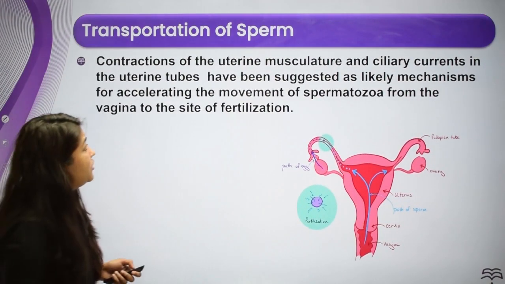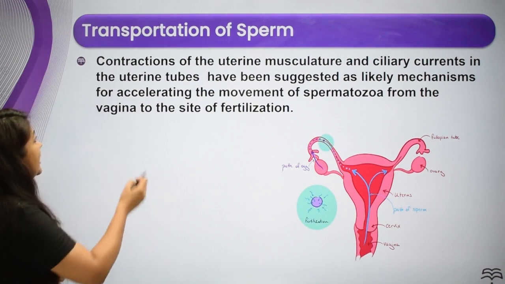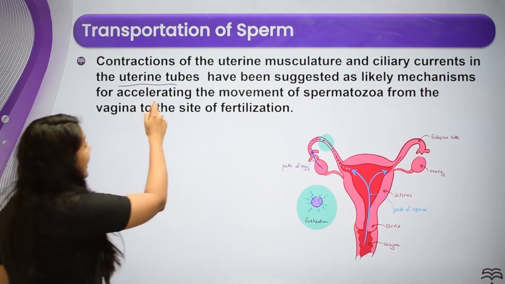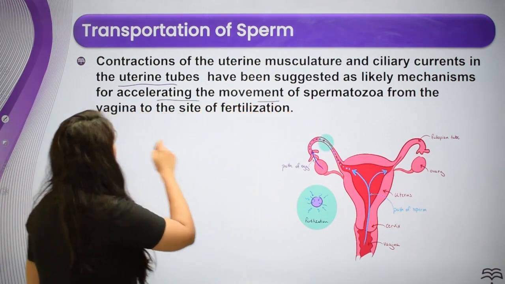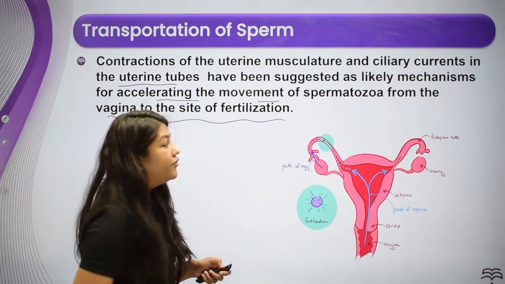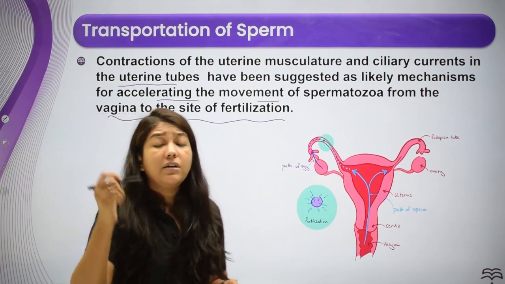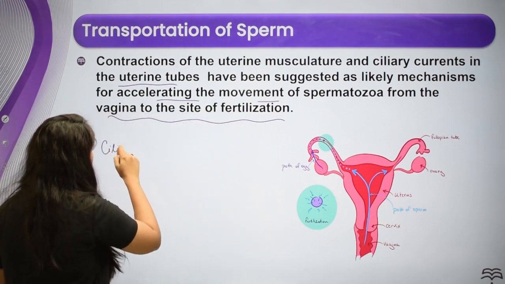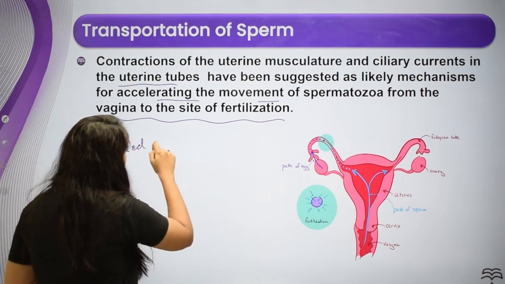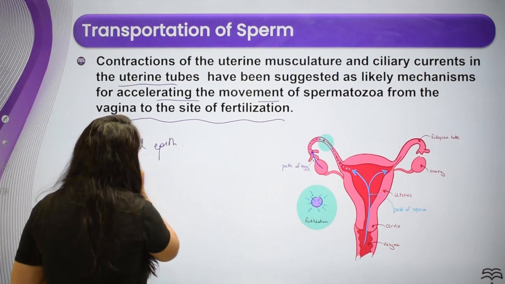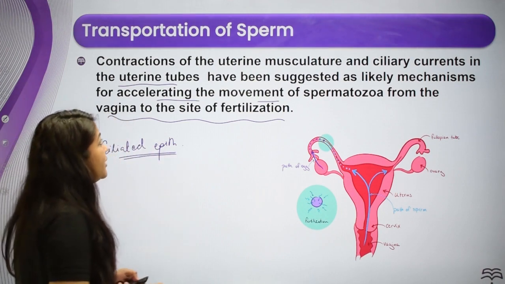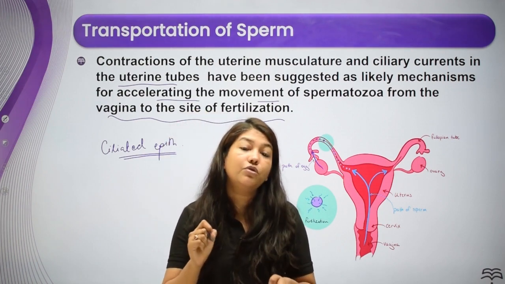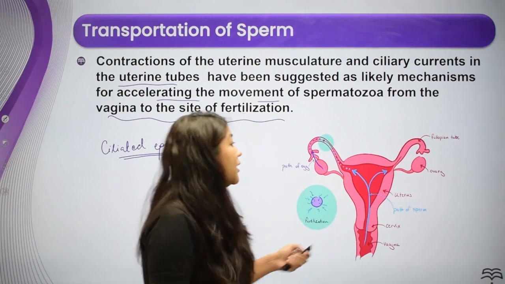Now, the contraction of the uterine musculature and the ciliary currents of the uterine tube have been suggested as likely mechanisms for accelerating the movement of the spermatozoa from the vagina to the site of fertilization, right? We already know that the fallopian tube is lined by what kind of epithelium? It is lined by ciliated epithelium. So that ciliated epithelium is going to help in the movement. And then of course the muscular contractions, the muscle of the uterus is going to contract, which is going to help in the movement of the sperm to reach the female gamete.